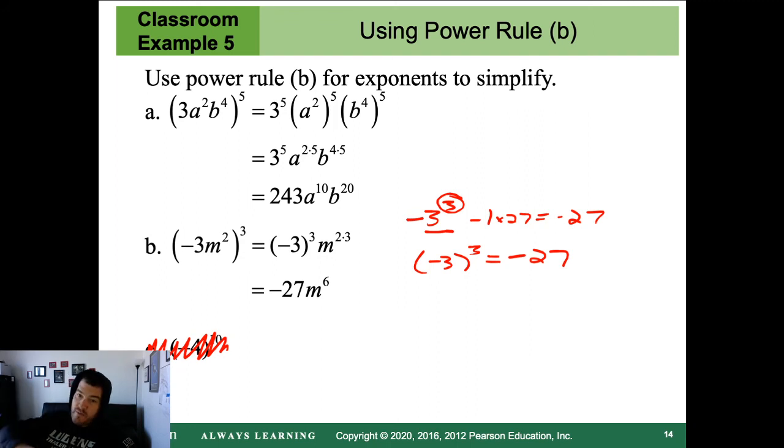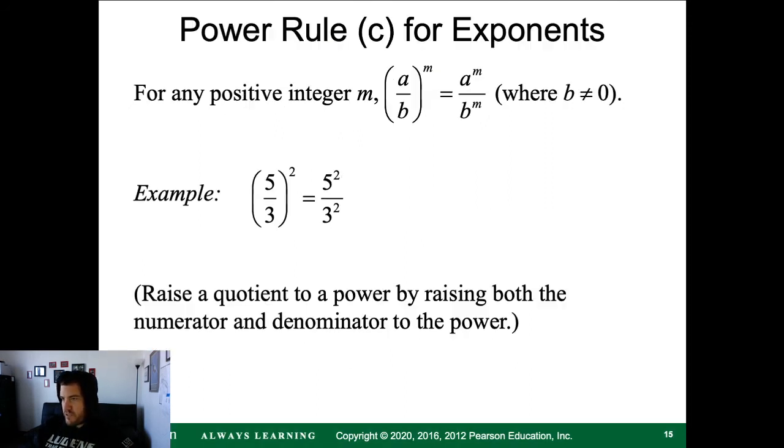Now, where you get into trouble is if it's an even exponent. So if this is raised to the 4th or the 6th or the 8th or something like that, that's when you're really going to get into trouble. So hopefully that makes sense. Sorry about the last one.